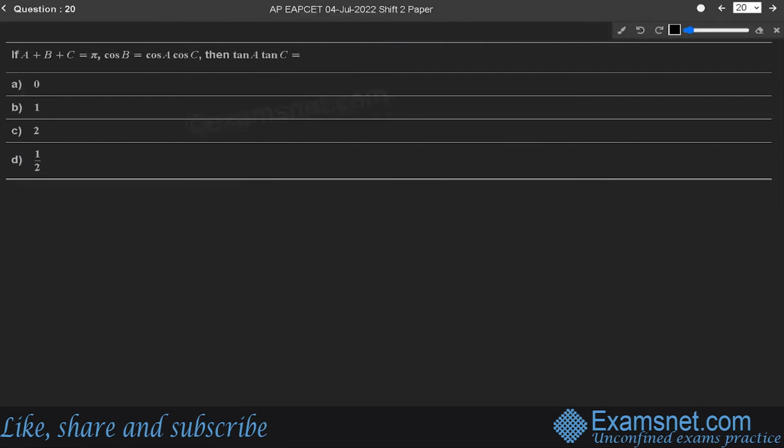Next question is, if A plus B plus C is equal to pi, cos B is equal to cos A into cos C, then tan A into tan C is equal to. It is given that A plus B plus C is equal to pi. So from here we can say that A plus C is equal to pi minus B. Now applying cos on both the sides, it will be cos(A plus C) is equal to cos(pi minus B).